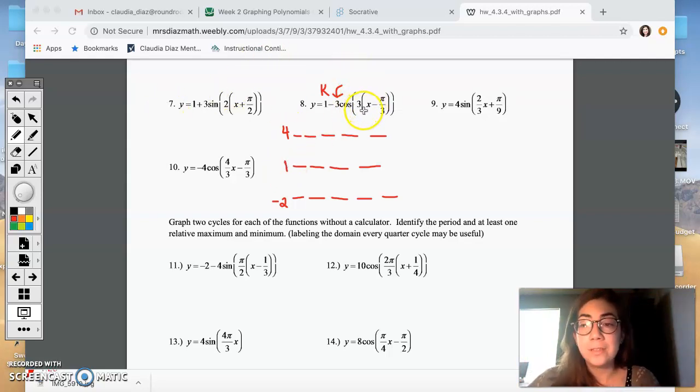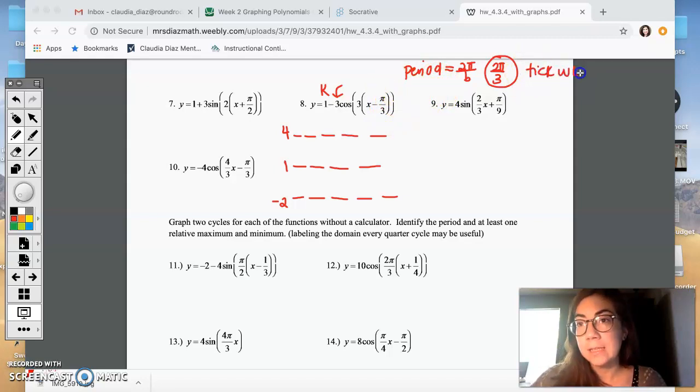And the next thing I would do is figure out the period. So for period, that formula is 2 pi divided by b. So you're going to take your 2 pi and divide it by 3, and that's our period. After we find the period, then we need to figure out the tick width. So the tick width is your period divided by 4.